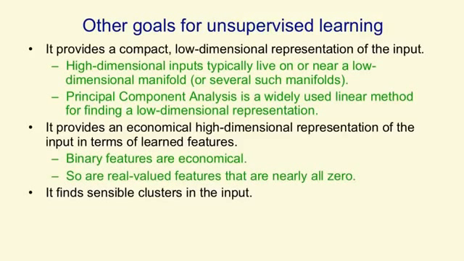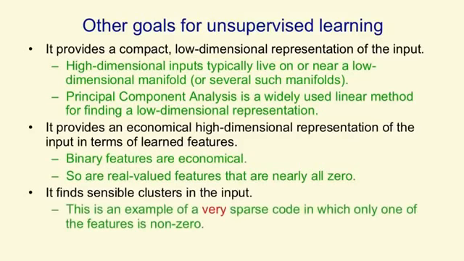As I mentioned before, another goal for unsupervised learning is to find clusters in the input. And clustering could be viewed as a very sparse code. That is, we have one feature per cluster, and we insist that all of the features except one are 0, and that one feature has a value of 1. So clustering is really just an extreme case of finding sparse features.